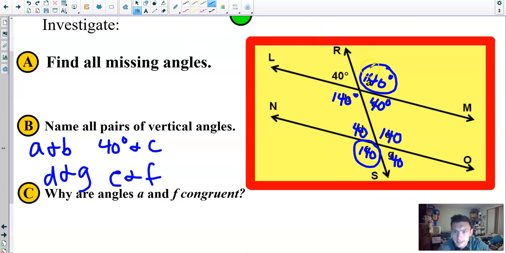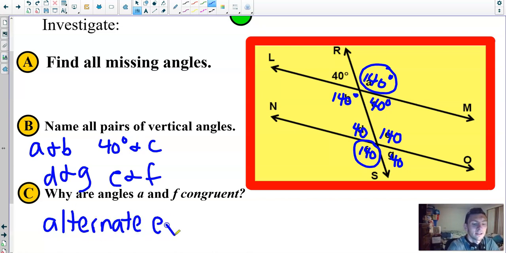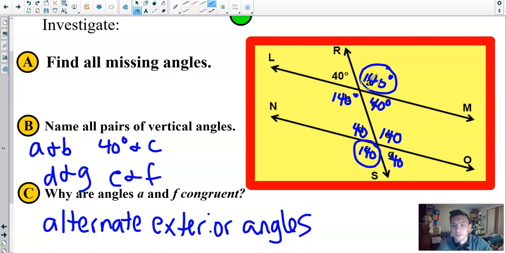These are not corresponding angles because A is in the top right and F is in the bottom left. So they're not corresponding. They're not alternate interior because they're not interior angles. Interior angles are these 4 in the middle. They're not vertical angles because vertical angles have to be touching and across from each other, which leaves us with the only one left, alternate exterior angles. So A and F are alternate exterior angles.